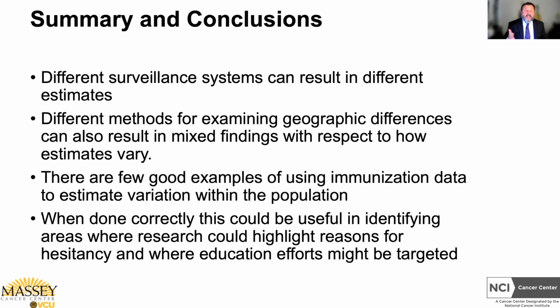So in summary, different surveillance systems can really result in different estimates. Different methods for examining geographic differences can also result in mixed findings with respect to how estimates vary. There really are very few good examples of using immunization data to estimate variation within the population. Our study is probably the fourth study that has done this. And when done correctly, this could be useful in identifying areas where research could highlight reasons for hesitancy or where education efforts might be targeted, such as in precision public health strategies.